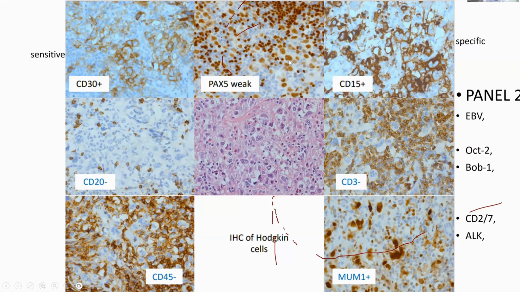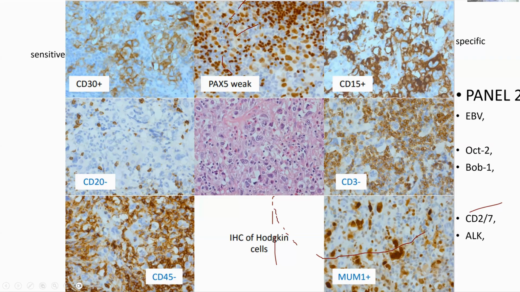This is the weak PAX5. It's so dim or weak PAX5. And if you compare this with the background dense population or dense staining for B cells, this is the differential staining. So these larger cells are the weak Reed-Sternberg cells, and the background is the B lymphocytes. And you can see the difference in this pattern of staining. So with a good control, if you have a good working PAX5, you will have that differential staining.